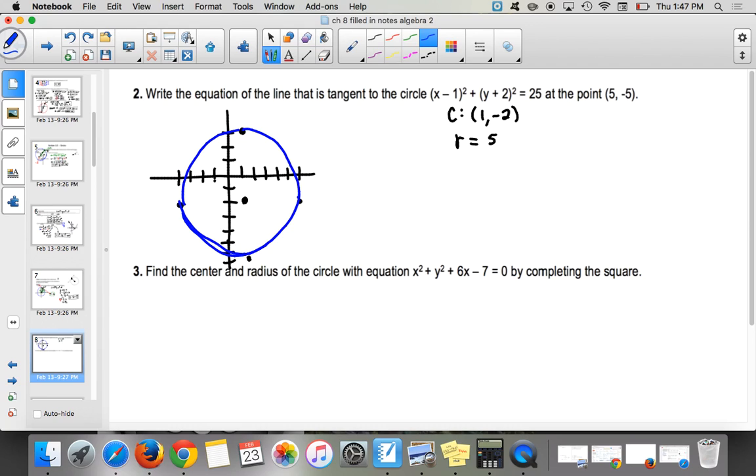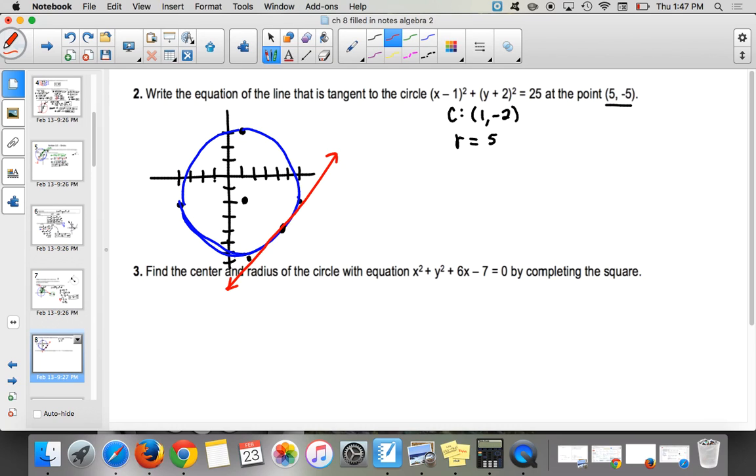So we're finding the equation of the line that's tangent at the point 5, -5. So 5, -5 is somewhere around here. So we want to find the equation of this red line that I'm drawing in. Mine keeps crossing, but you get the gist. So we're doing basically the same thing that we did on that last problem.